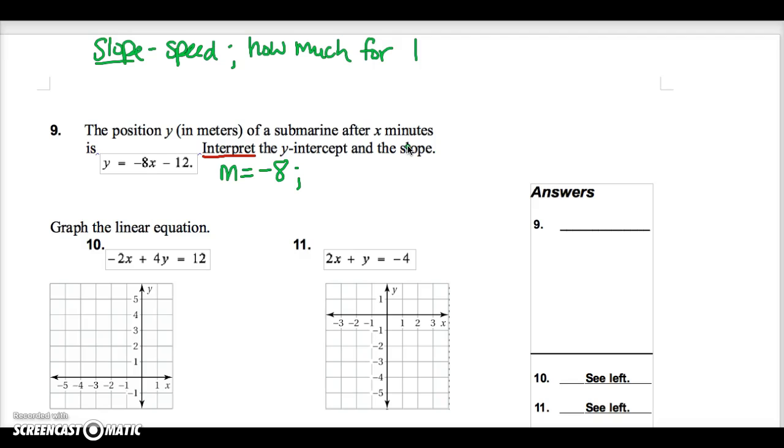Okay, so I'm going to use the two units that they give me, meters and minutes. So I know since this is negative, it goes down 8 meters. And since it's how much for 1, it goes down 8 meters every minute. That was the other unit they gave me. Okay.